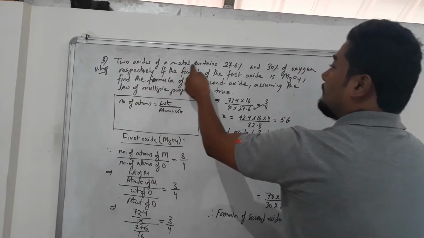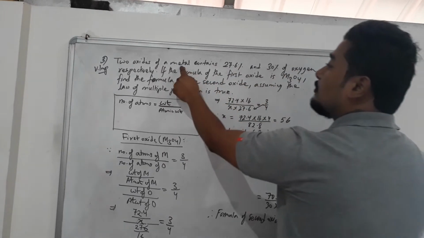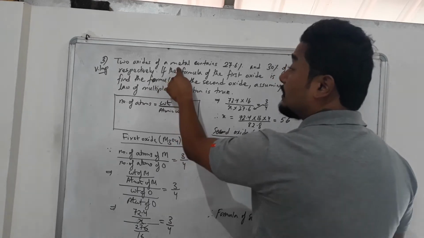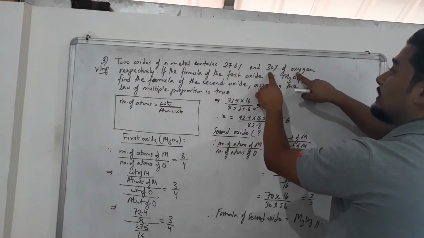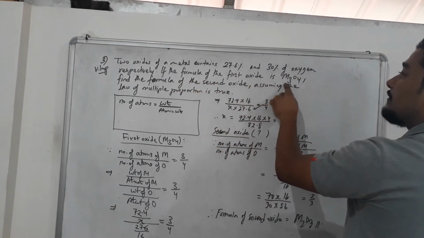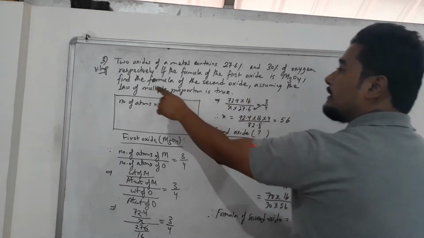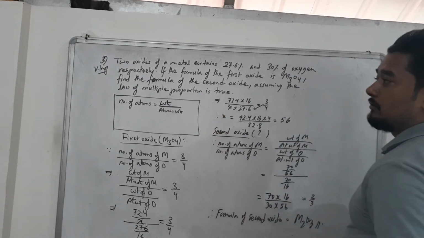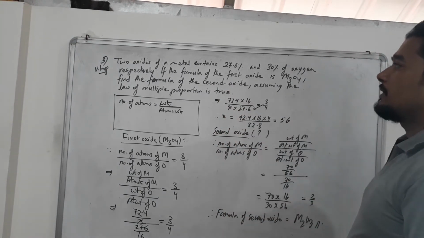Two oxides of a metal contain this much and this much percentage of oxygen. That means there are two metal oxides. In one, the percentage of oxygen is given as this much. In the second, it is given as this much. The formula of the first oxide is given as M3O4. You have to find the formula of the second oxide, assuming that the law of multiple proportion is true. So the formula of the first compound is given. You have to find the formula of the second compound.